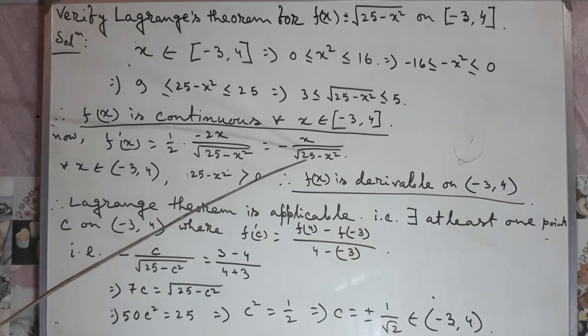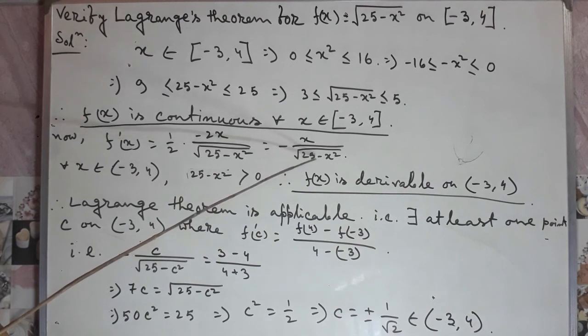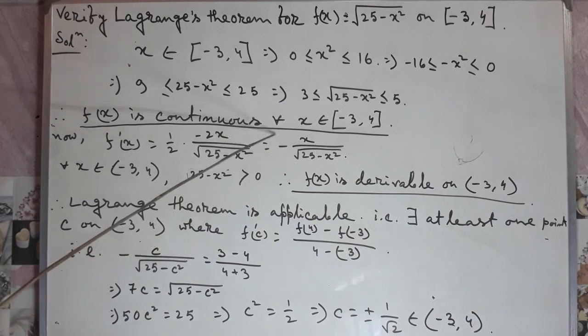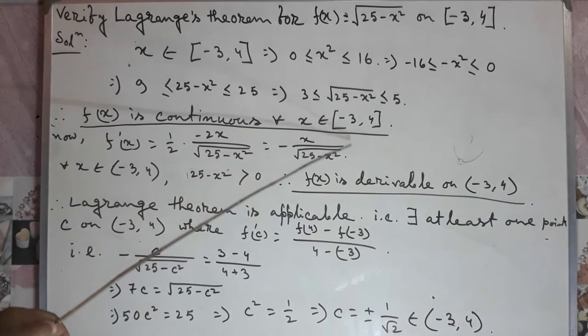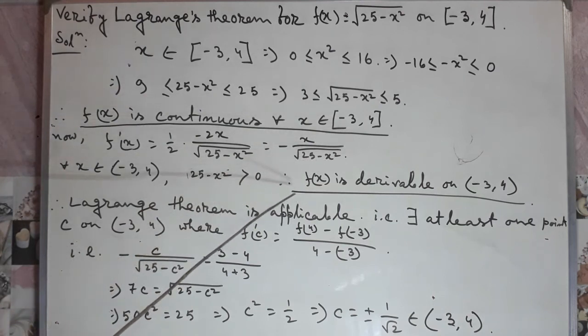If the term under the square root is 0 or negative, then it fails to be a real number. Then only we can say that it is not derivable. But here you can see that 25 minus x square, the term under the square root, is greater than 0. So f dash x has a real value. That means f of x is derivable on the open interval minus 3 comma 4. So both these two conditions are satisfied. That means Lagrange theorem is applicable.